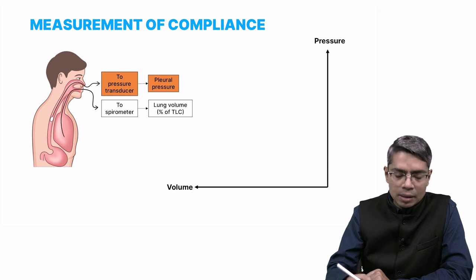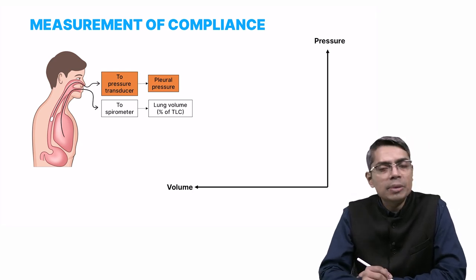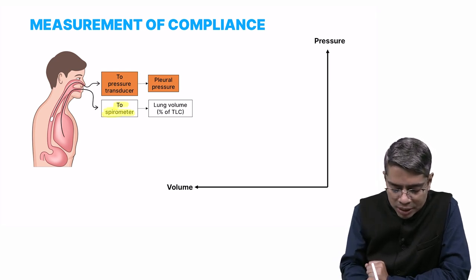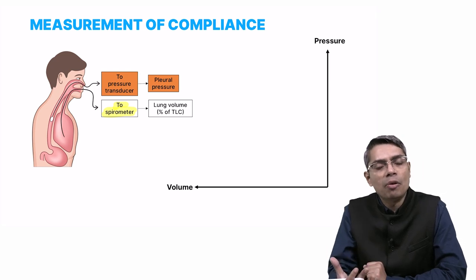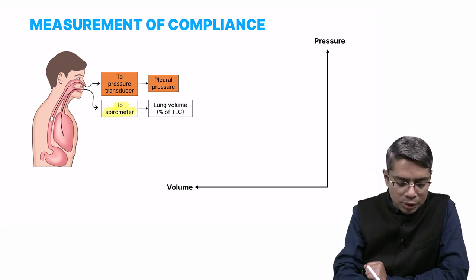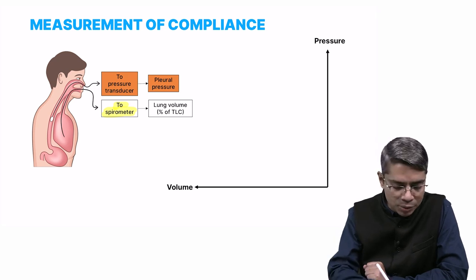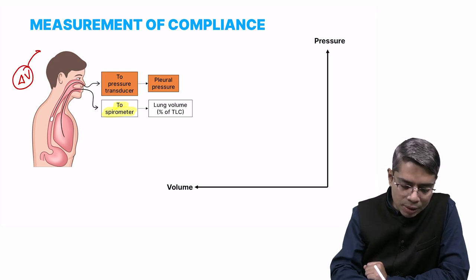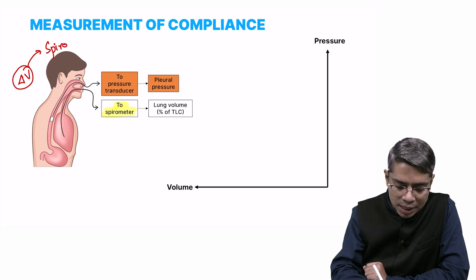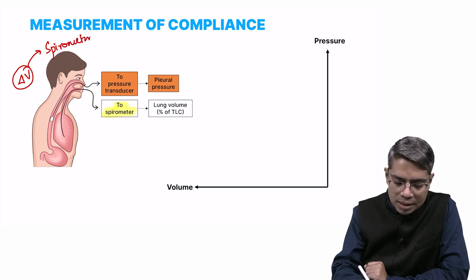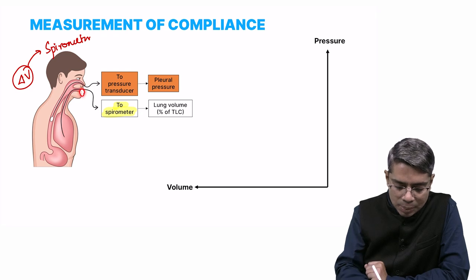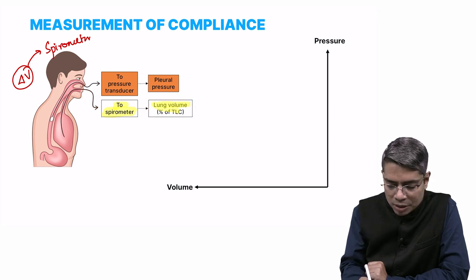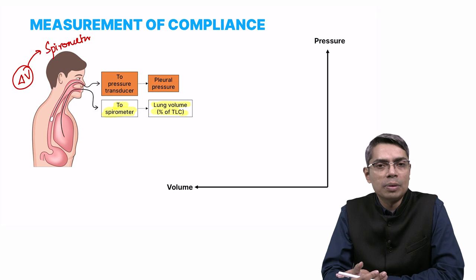In this diagram, the compliance is being measured, but for the measurement of the compliance, you require at least the spirometer. The spirometer is going to calculate the change of volume in your lung. So what do you require? Delta V, volume change. How are you going to measure the delta V? I require the help of a spirometer, right? In this diagram, the spirometer is connected at the mouth of this person, and the spirometer is going to measure the change of volume of the person.